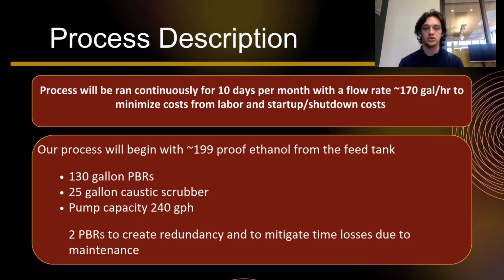Our process begins with 199 proof ethanol from the feed tank and will then run through a 130-gallon PBR, a 25-gallon caustic scrubber, and will be pushed through with a pump with a capacity of 240 gallons per hour. And 2 PBRs are in our system to create redundancy and to mitigate time losses due to maintenance.